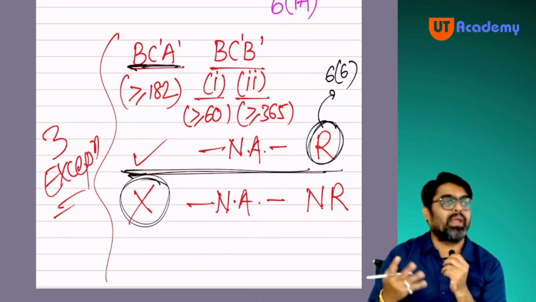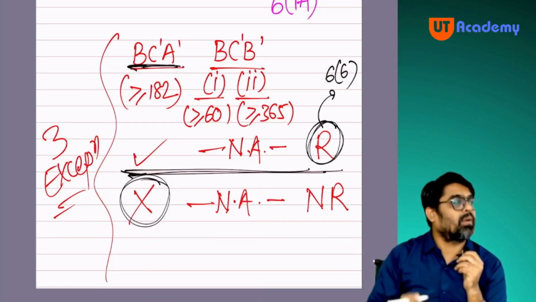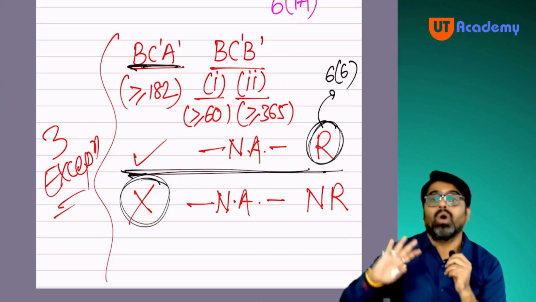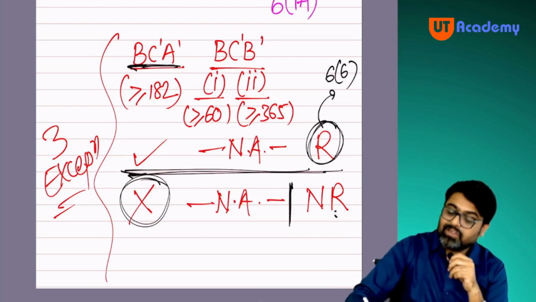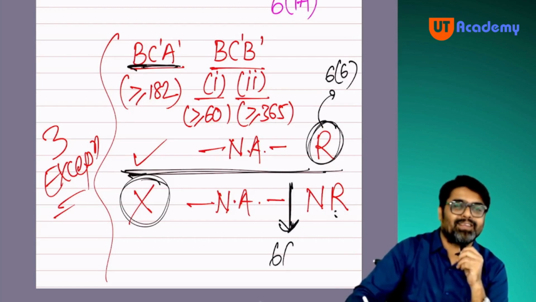That means, will you check B? No. A is applicable? Yes. Are you satisfying A? No. Will you become a resident? No. You are going to become a non-resident. But it is not easy. There will be a hurdle.